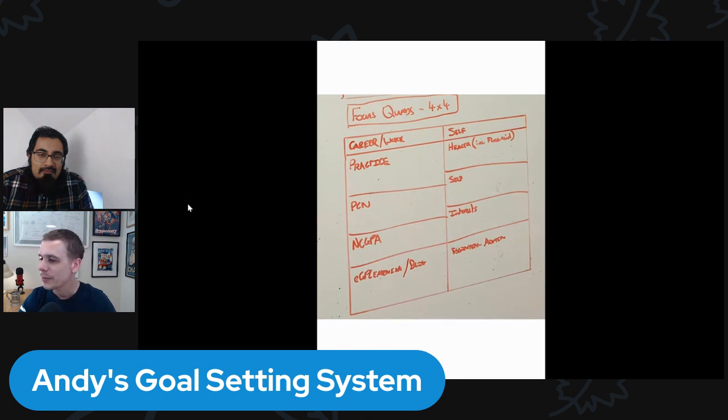So I've developed this. I wanted to do it as 4 quadrants, but then it ended up as 2 4s. So it's my 4x4 focus quads. And I don't think you can have too many in this. I was trying to limit myself to 4, and I've ended up with 8.